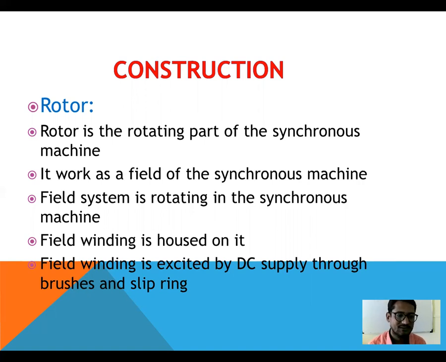Such construction provides greater mechanical strength, and it has less noisy operation due to the uniform air gap. Because of that, the cylindrical type of rotor is generally used in case of steam turbines, while the salient pole type of rotors are used in case of hydraulic turbines.